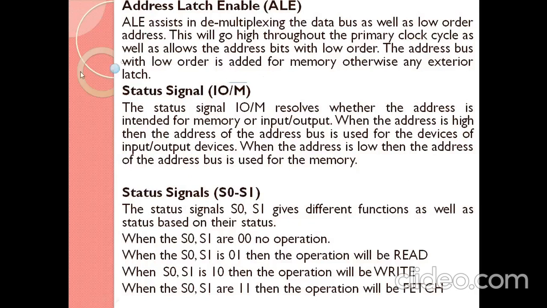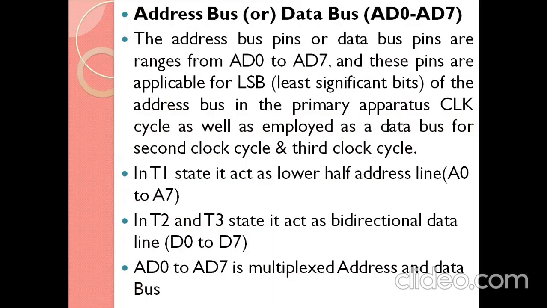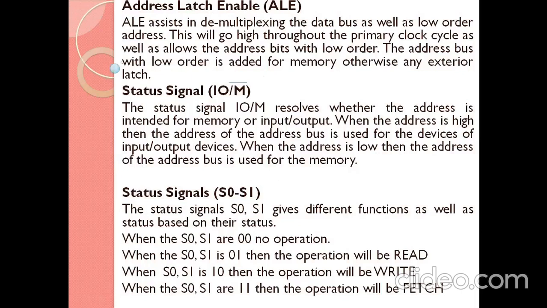What is meant by address latch enable? Previously we have seen AD0 to AD7. This pin is called the multiplexed address and data bus. When the ALE signal is high, that pin acts as an address bus. When the ALE pin is low, that pin acts as data lines. From low to high, those pins act as address lines. From high to low, those 8 pins act as data lines.